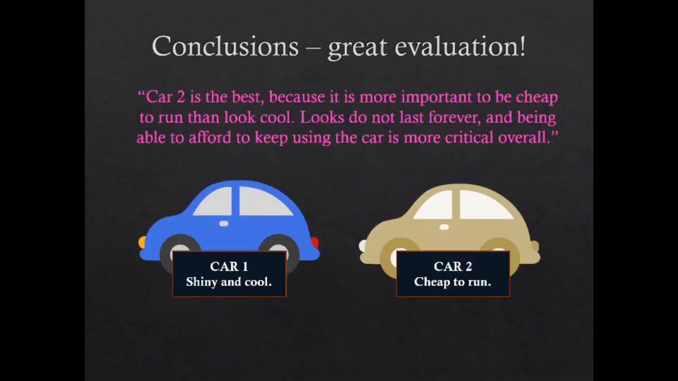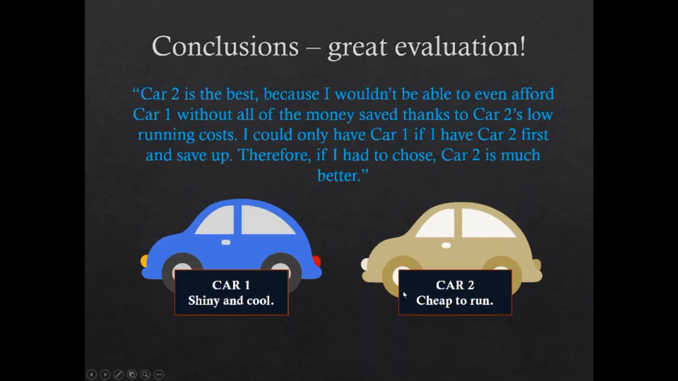So this is the comparison. Okay, this is a comparison way of making a decision. Car 2 is the best because it is more important to be cheap to run than look cool. Looks do not last forever, and being able to afford to keep using the car is more critical overall. So what I've done is I've compared these two bits of evidence that I've got, and I've said, well, this one is much more important because compared to that, it has all these other benefits. Okay, so I've compared. The other option is to link.